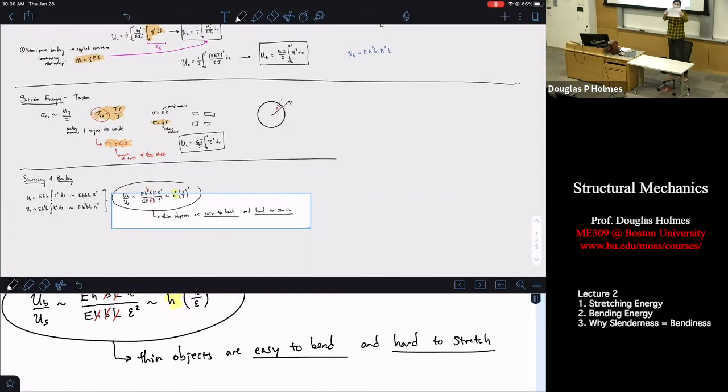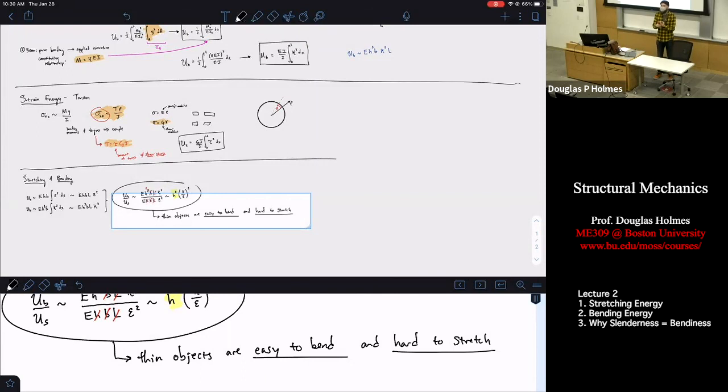And yet if I take this sheet of paper and I try to stretch it, I'm not physically strong enough to do this. If I was able to stretch it much at all, it would break. Thin objects don't stretch. They deform by bending. This is really important for a couple of reasons.